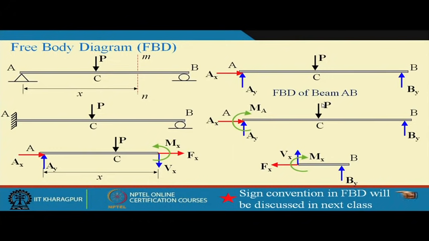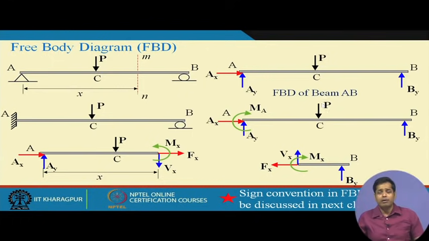If you want to draw the free body diagram, the system has to be free, the system has to be taken from its support system, and all the supports need to be replaced by their equivalent forces.